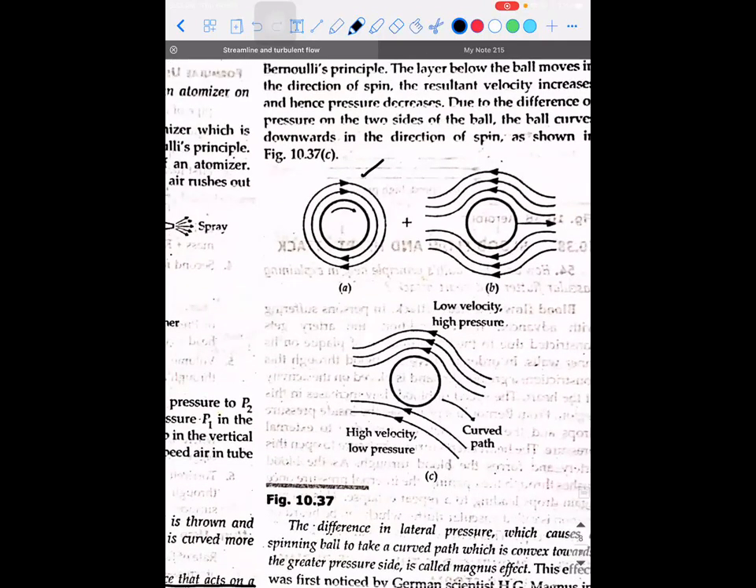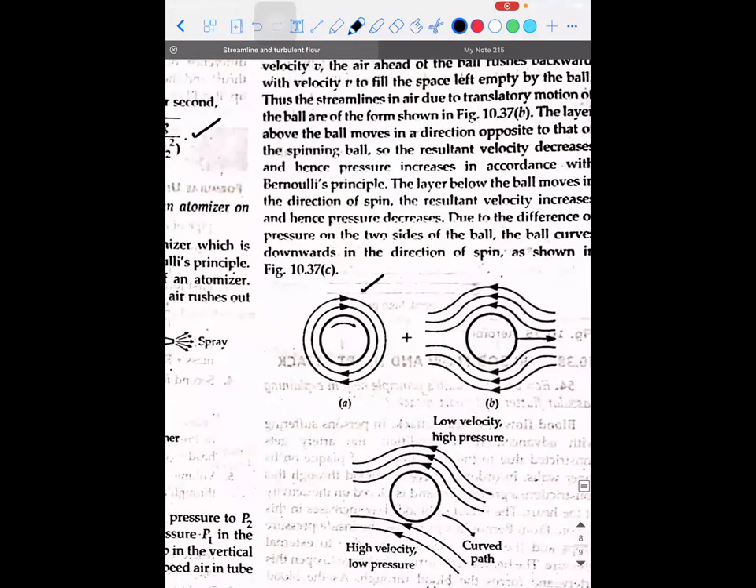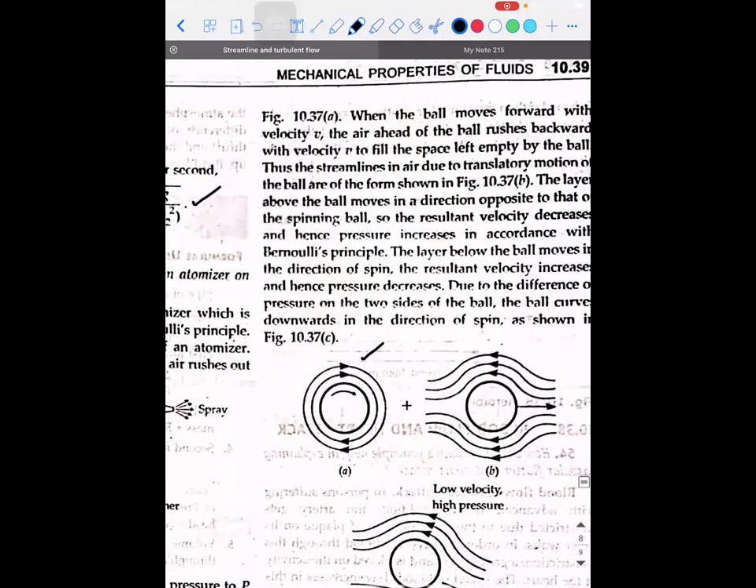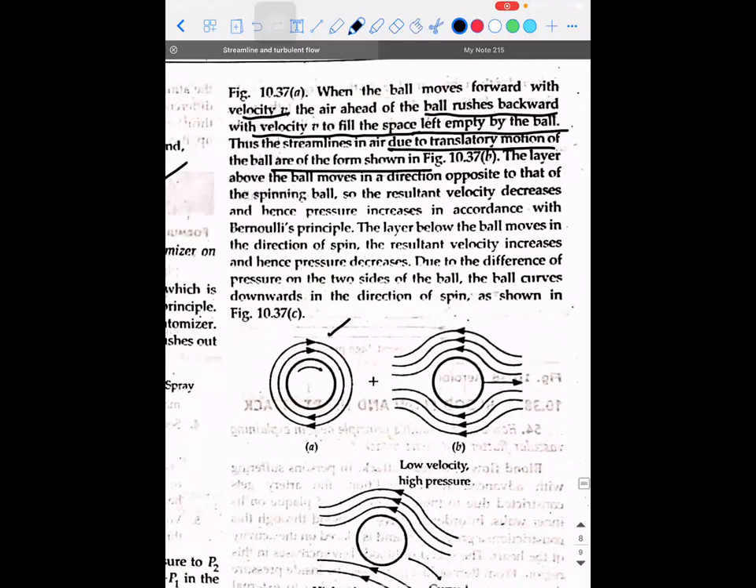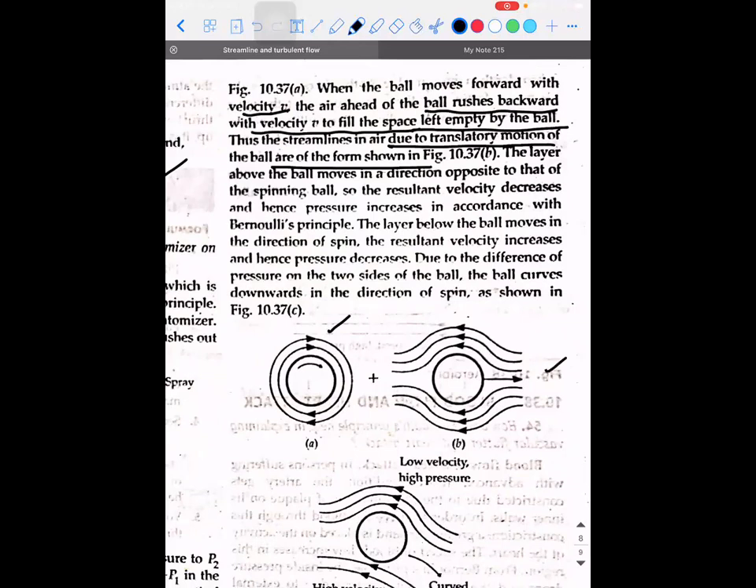Okay. Then what will happen is, when the ball is moving forward with a velocity v, the air ahead of the ball rushes backward with a velocity v to fill the space left empty by the ball. Thus, the streamlines in the air due to the translatory motion of the ball are of the form as shown in figure 10.37b. So this is what is going to happen.